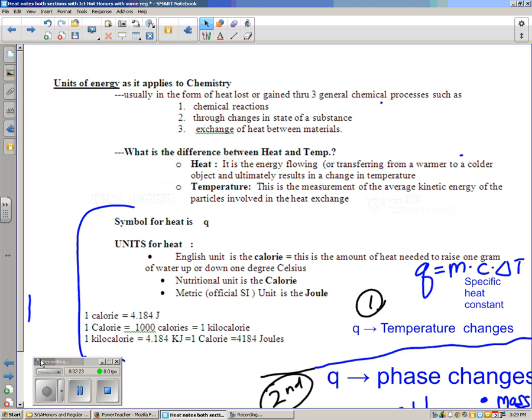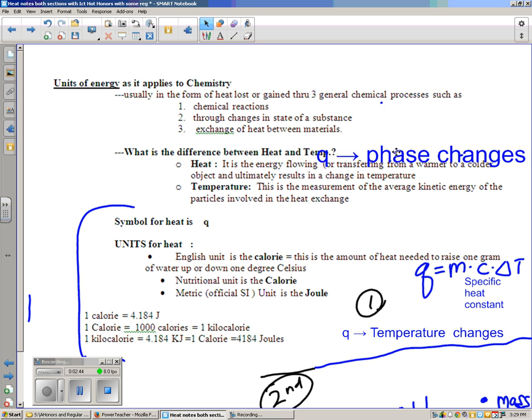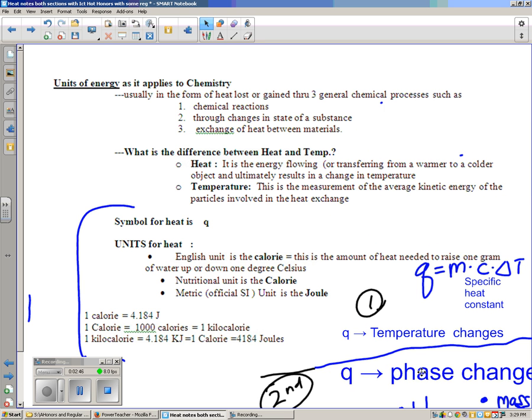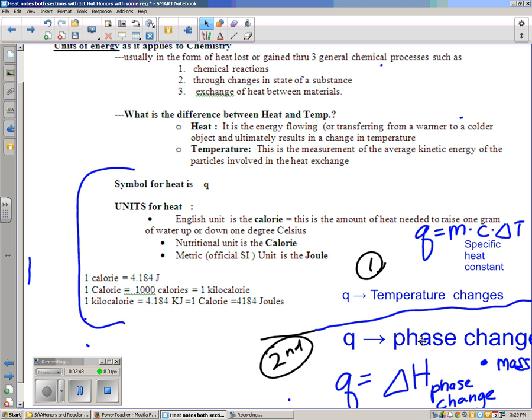As we go into the next page, we want to talk about the three areas of how we're going to work in heat, and that's with chemical reactions, through changes in state of a substance, and through the exchange of heat between materials. Now, we talked about that in terms of temperature changes, okay? But we now are going to be doing it with phase changes, okay? So that's what this bottom little additional stuff is about.